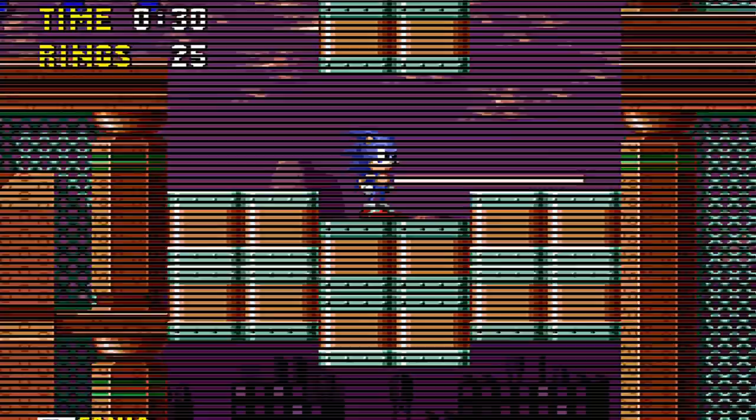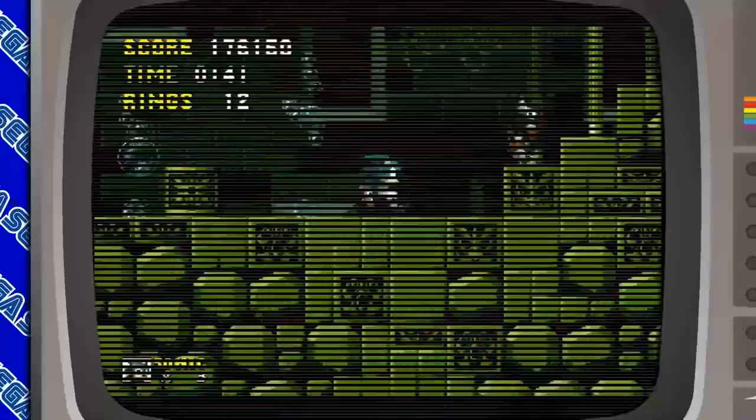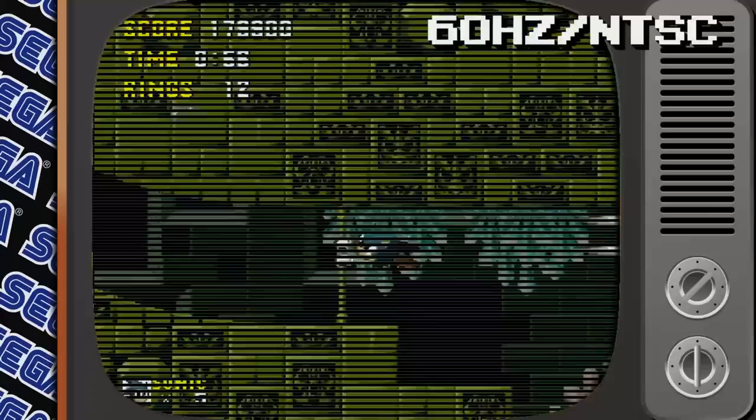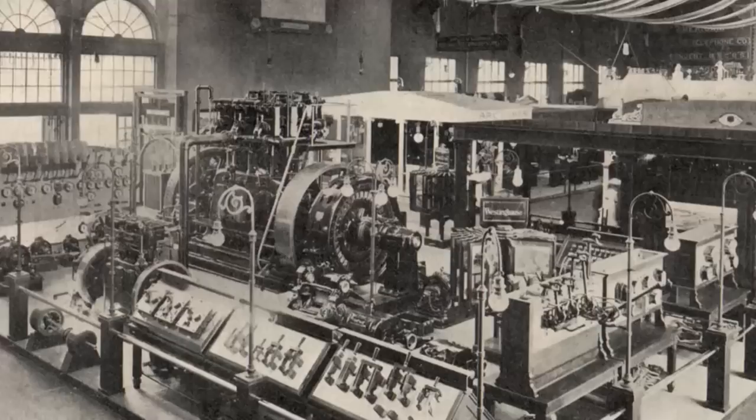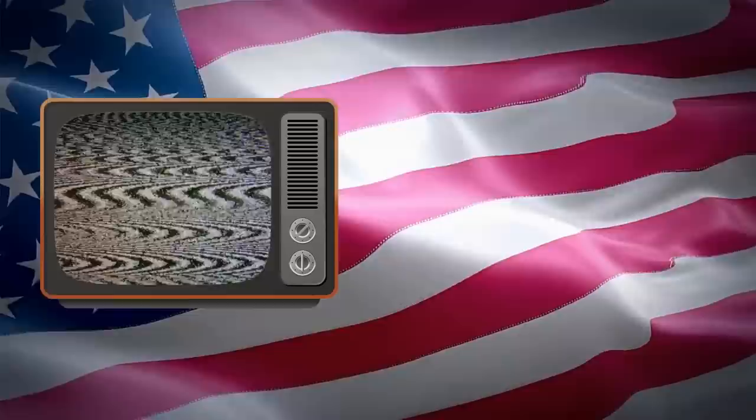On PAL, this happens 25 times for each set, resulting in a display of 50 interlaced lines per second. Whilst for NTSC, this equated to 30 frames per second, or a refresh rate of 60 interlaced lines per second. So, derived from these early power supply frequencies, this 60Hz display standardization spread throughout the Americas, whilst 50Hz spread through most of the remaining world.